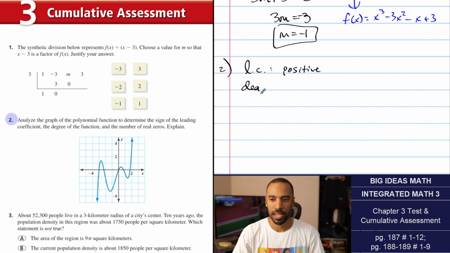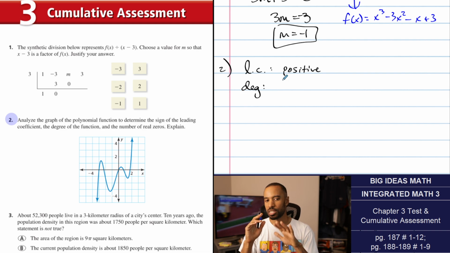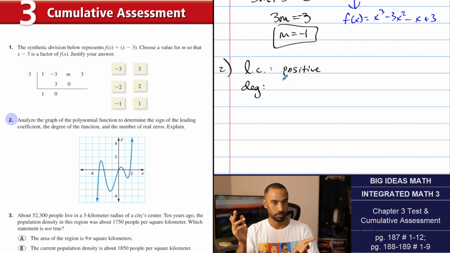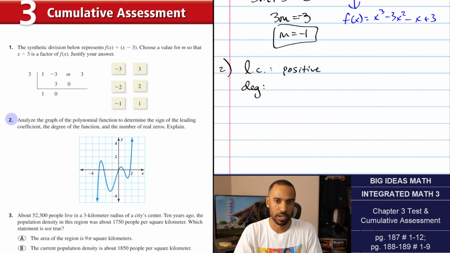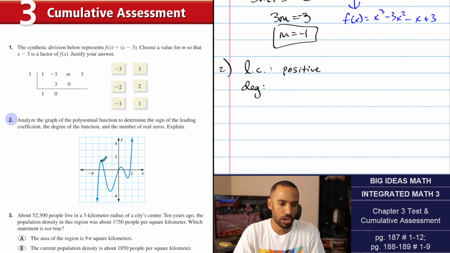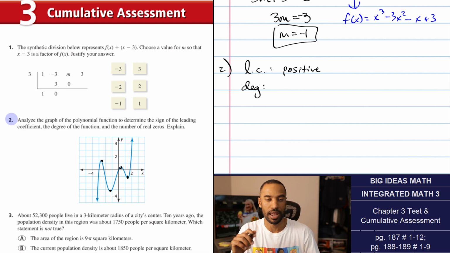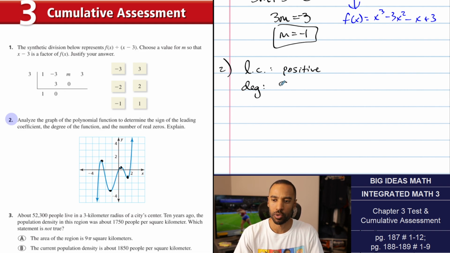The degree, now we can't guarantee degree, but what we can do is get a least value. And I'm sure this will be the answer. It's really based off the number of turns. This thing turns once, twice, 3 times, 4 times. So at minimum, this has to be degree 5. A degree 5 polynomial can turn as many as 4 times. So the degree is 5.